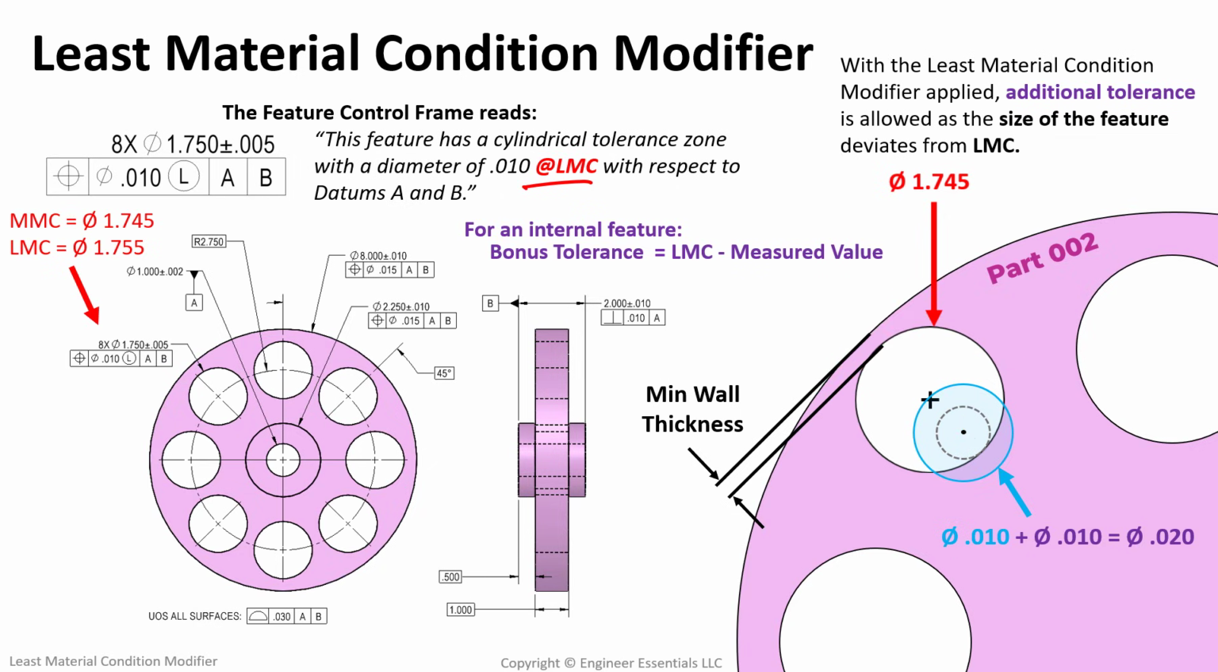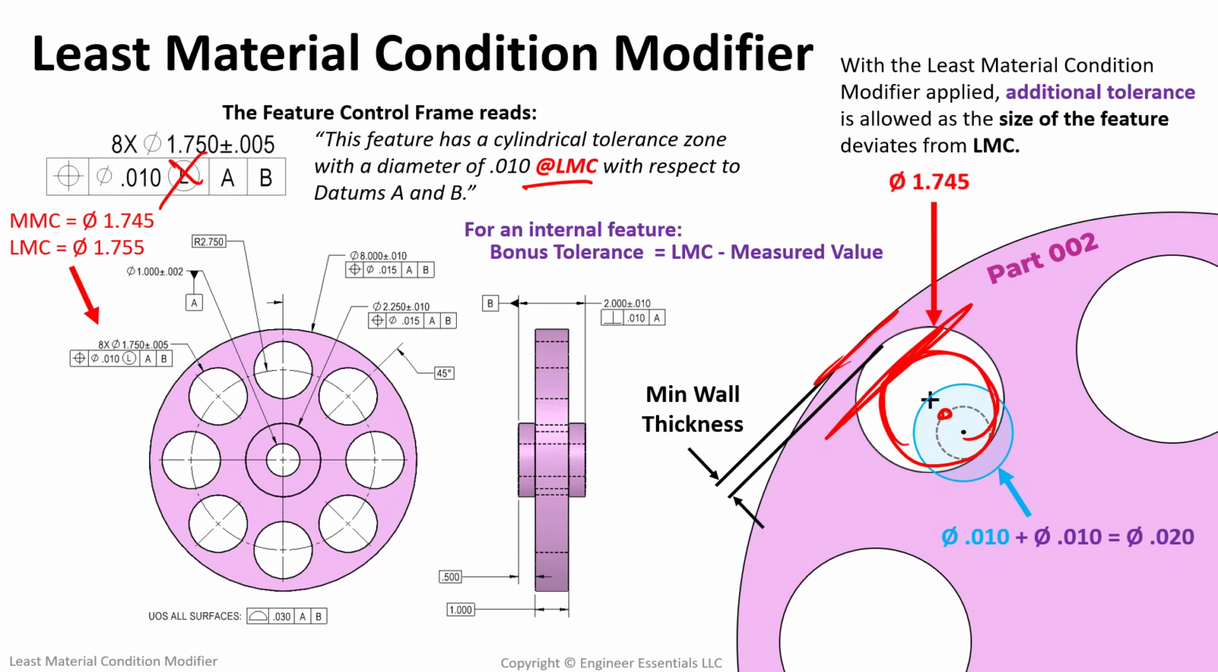Now, we could have easily left the LMC modifier off, and we would have still had the original minimum wall thickness we calculated when it measured at LMC, worst case scenario. What we just didn't do by including that LMC modifier is we said, hey, even if you do measure small, still only give it 10,000ths. If it did measure small, it would have only been able to deviate up to this point, and you would have had a much thicker wall during that deviation if it measured at MMC. You're just not allowing bonus position tolerance to deviate a little bit more.